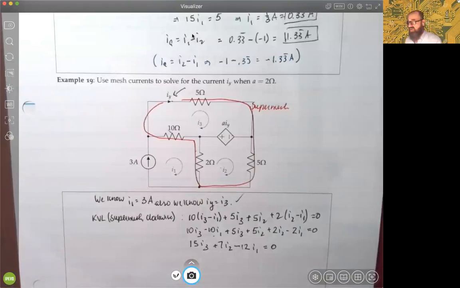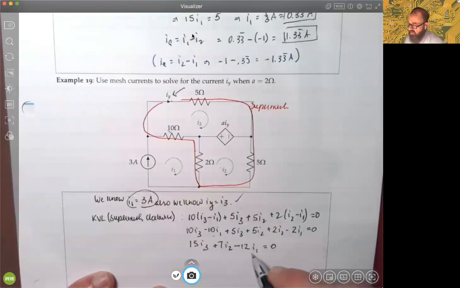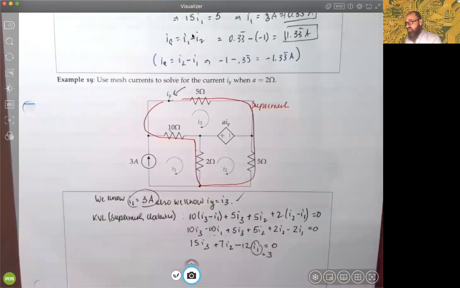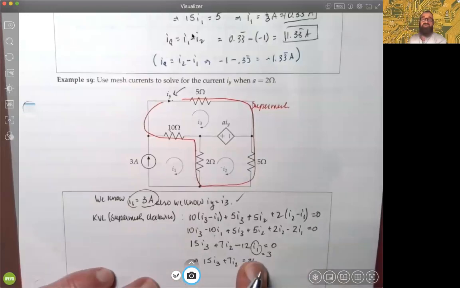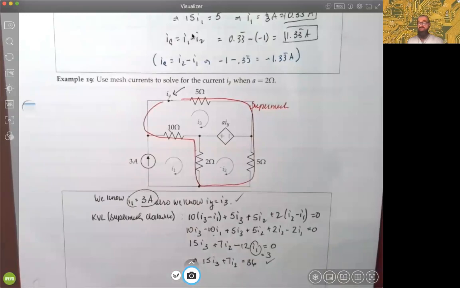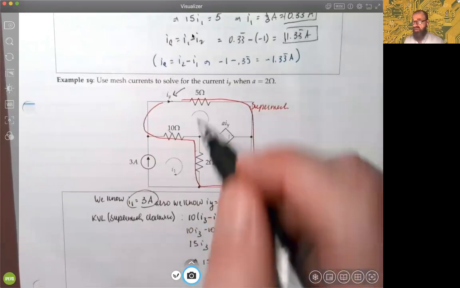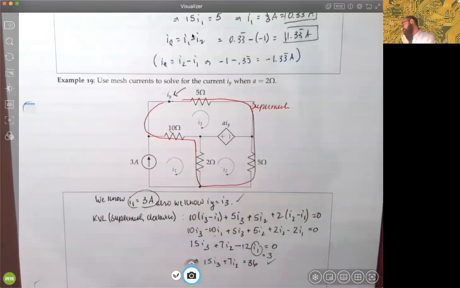But now we can substitute what we know about I1 right here. We know that this is equal to 3, okay? So we have a nice equation now. That means 15 times I3 plus 7 times I2 is going to end up being 36, because that'll be negative 36 to the other side. Nice equation. Boy, if we know what I2 is, we're done, because our goal is to get I3, because that current we're seeking is the same as that mesh current, okay?